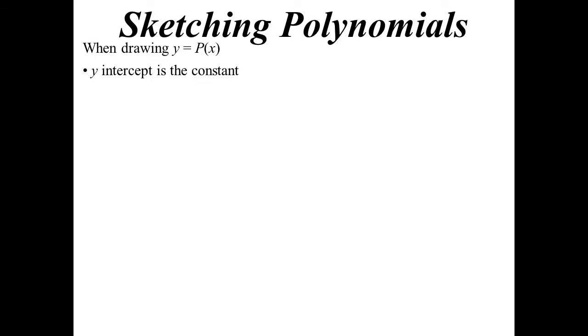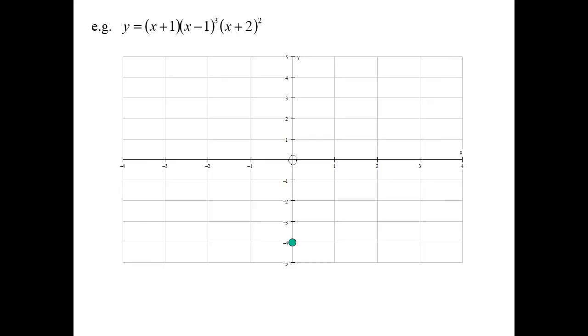So sketching polynomials. Things to look for. Well, just like all the other shapes, the y-intercept's very easy to find. Sub in x equals 0. It's going to be the constant number. So let's use this as an example. Now, I don't have to expand the whole thing out to work out the constant. Because if I was, I would get all these constants times each other. It's the only way I can get the constant. So I know I'm going to have 1 times -1 cubed. So I'm up to, what's that? 1 times -1 cubed is -1. But that'll be times 2 squared. So we're at -4. Okay, let's plot that in. So we know the y-intercept's -4.